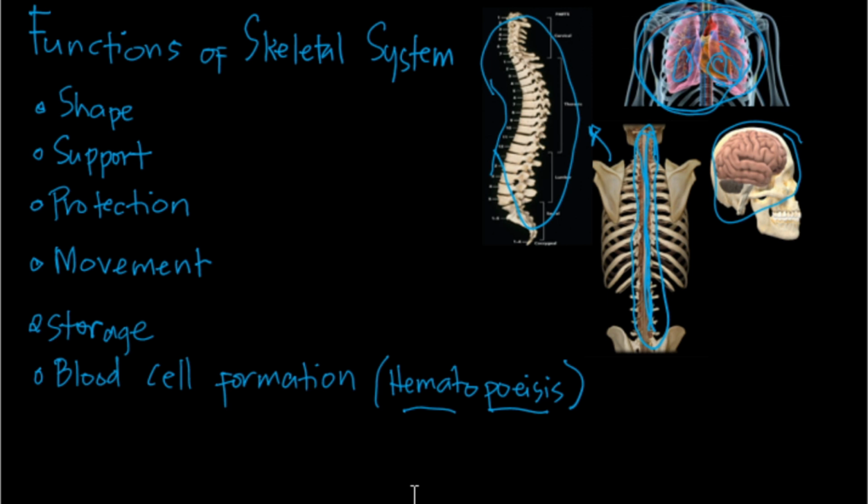While on the other hand, your yellow bone marrow, as I said, consists mostly of fats or adipose tissue. The fats there, if needed, are released into the blood and used by other tissues as a source of energy. So I think those are the very important functions of your skeletal system. Again, we have shape, support, protection, movement, storage, and last one, hematopoiesis or blood cell formation.